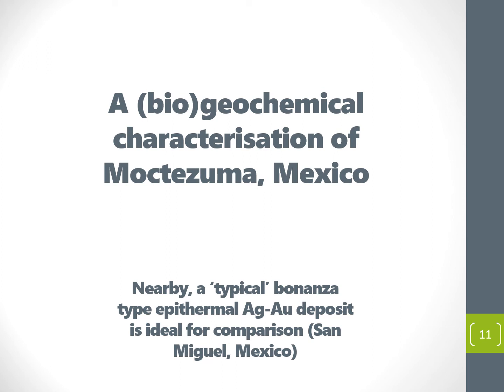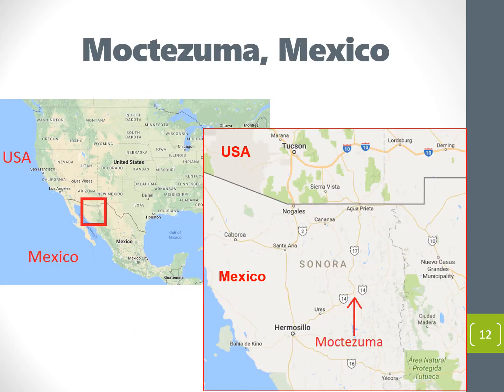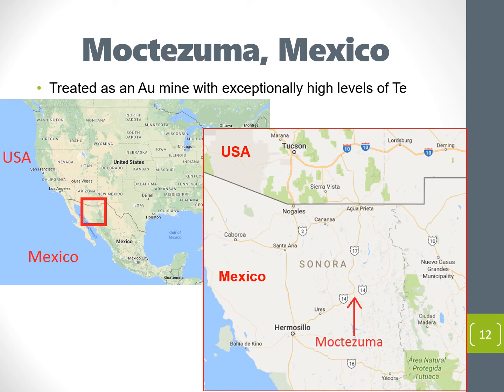And nearby there's a more typical epithermal deposit at San Miguel mine, which is ideal for comparison with the very unusual Moctezuma. So the Moctezuma mines are named after the town of Moctezuma, and they're found in Sonora State, Mexico. It's been treated in the past as a gold mine, that was the mined commodity, but really it seems like it's actually a tellurium mine hosting gold because the amount of tellurium enrichment there is quite extraordinary.